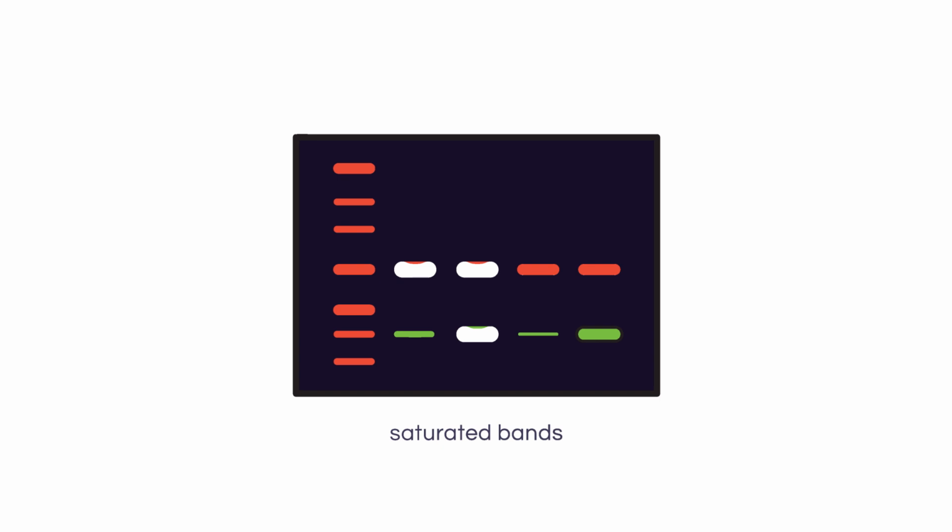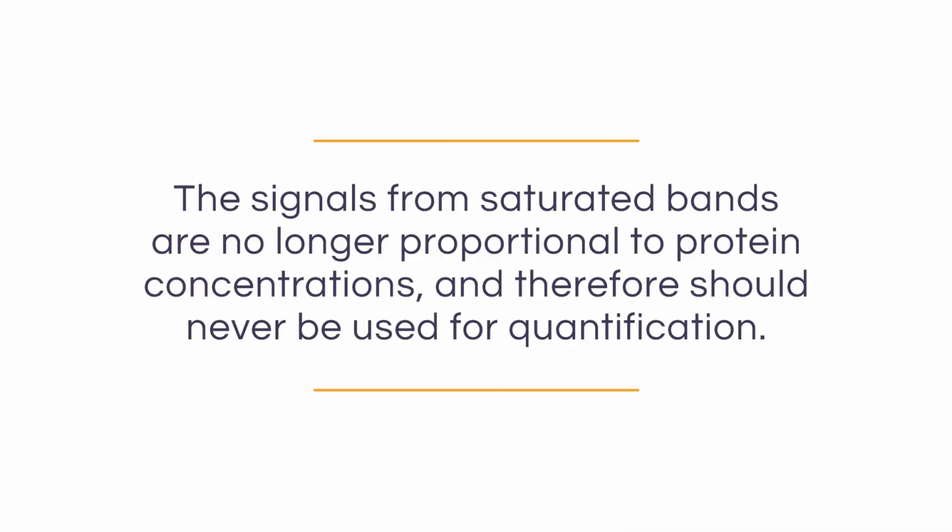Most software programs intended for Western blot analysis will visibly highlight saturated pixels in some way, but not always, and sometimes this feature is an option that might be disabled. Make sure that you enable it if possible, because it's important to emphasize that the relative appearance of those bands could be misleading to the viewer. The signals from saturated bands are no longer proportional to protein concentrations and should therefore never be used for quantification.